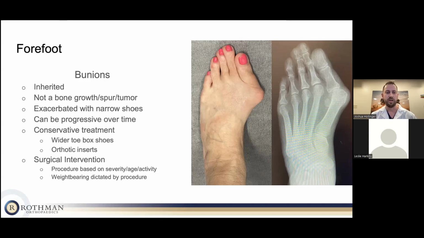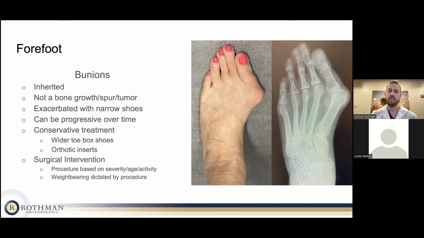It does get worse with time in certain situations, and it's certainly exacerbated by shoes that don't have enough room. So obviously, as that bump protrudes more and more, a narrow shoe will really irritate it, but it's probably not what caused it. A lot of folks come in and ask me, I heard this is a bone growth or a spur or a tumor, just something that we shaved down. And it's actually not. It's an irregular deformity of the architecture of the bone.